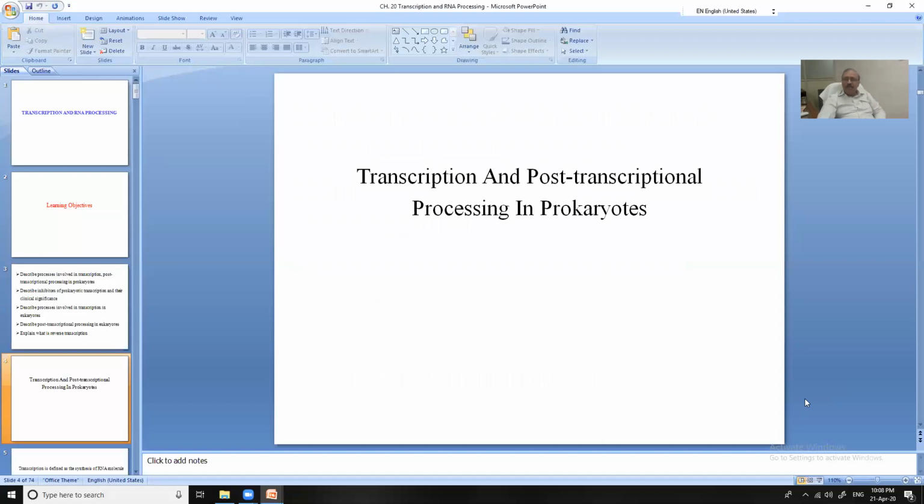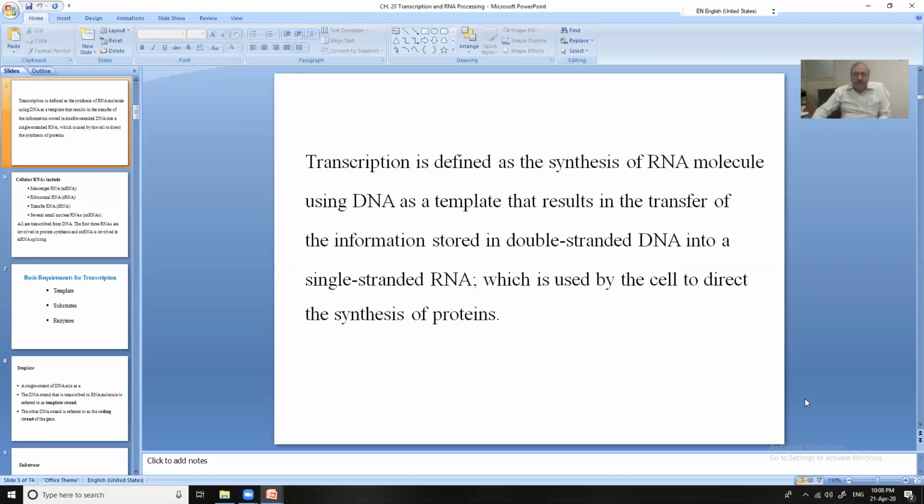Transcription and post-transcriptional processing in prokaryotes. Transcription is defined as the synthesis of RNA molecule using DNA as a template that results in the transfer of the information stored in the double-stranded DNA into a single-stranded RNA, which is used by the cell to direct the synthesis of proteins.